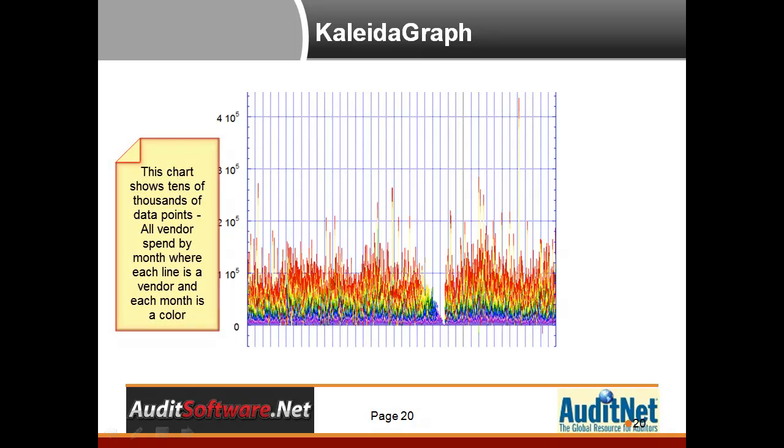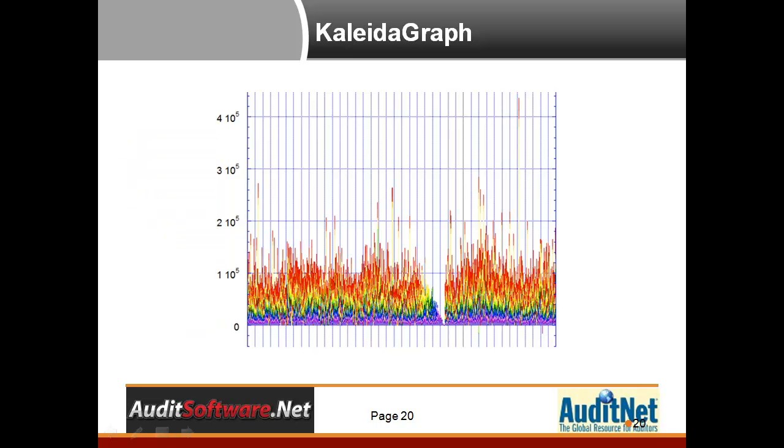And this one is actually showing us the spend by vendor by month, and I think it's showing about 20 to 30,000 vendors at once. Again, the red is January and purple is December, and it just kind of goes through that spectrum. Now you can drill into this graph at a very high resolution, so that you can get down into each particular line to understand more about it.